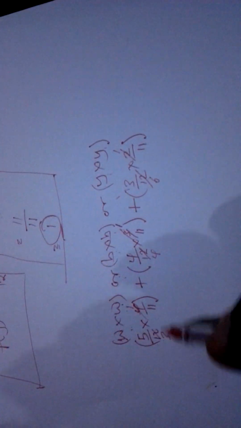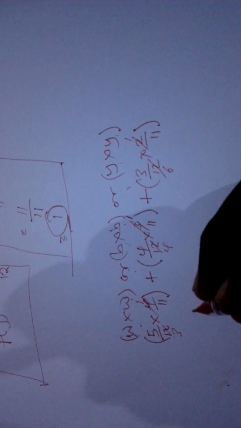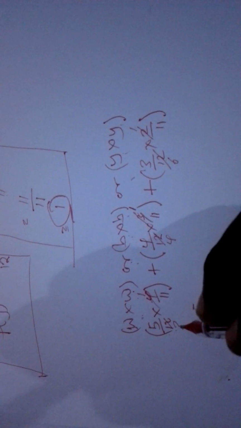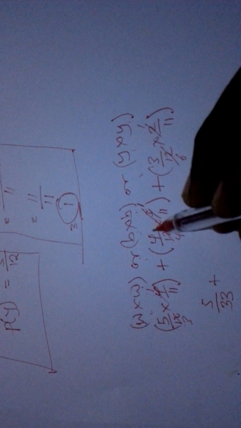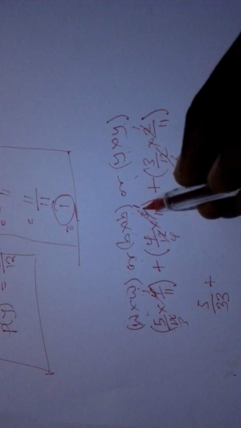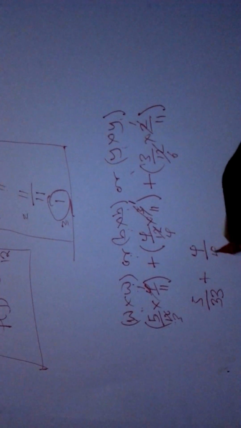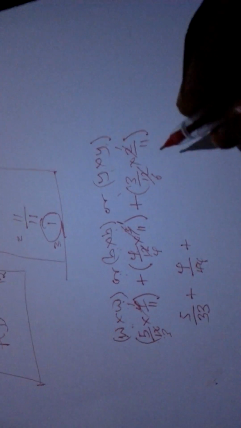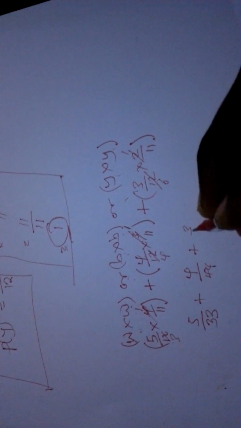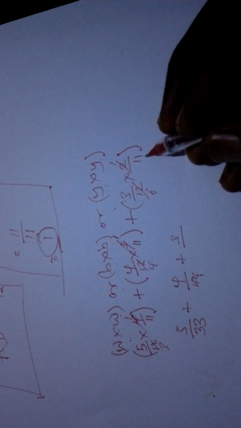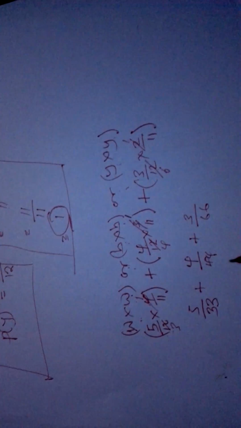So since we have reduced the fractions, we can multiply them. This times 1 is 5 over 3 times 11 is 33, plus this 4 times 1, we have 4 over 4 times 11, 44, plus this 3 times 1 is 3 over 6 times 11, which is 66. So we had these fractions together.